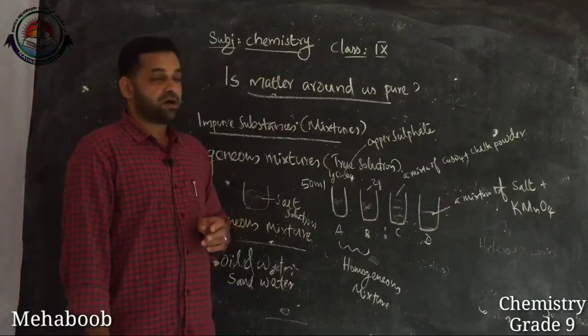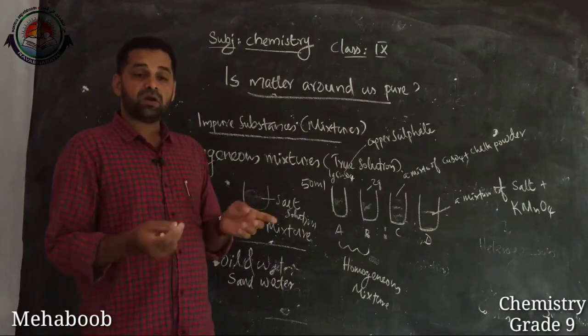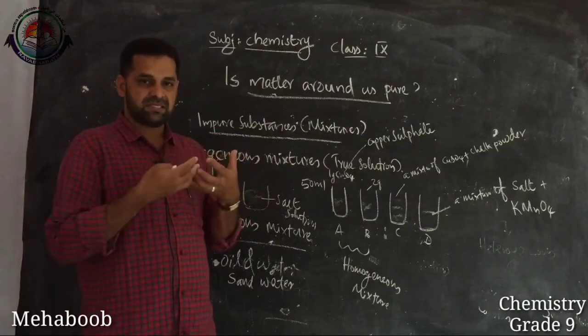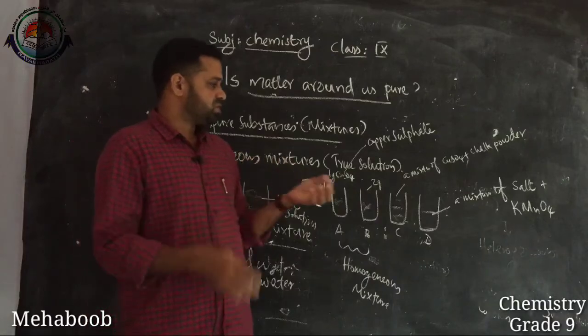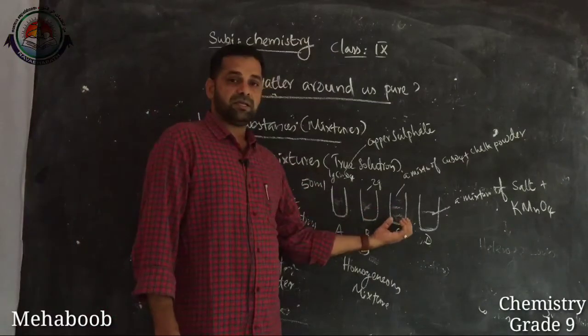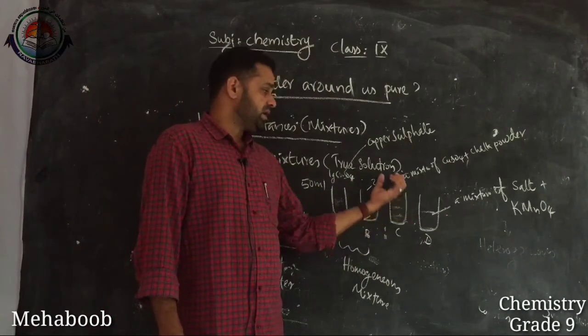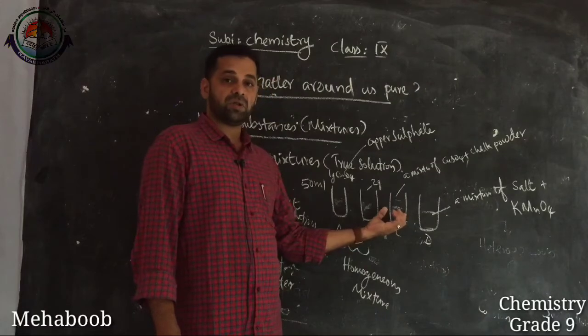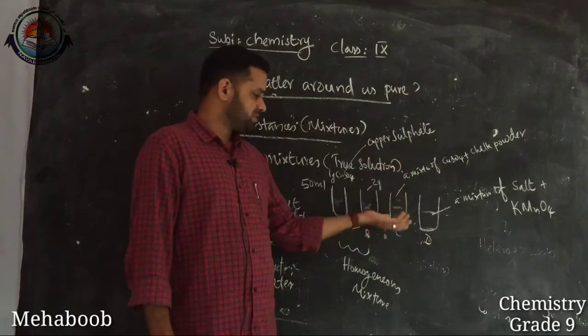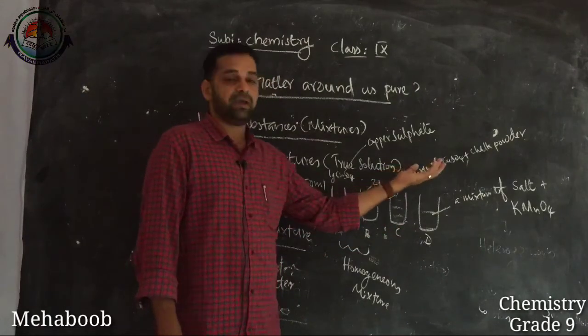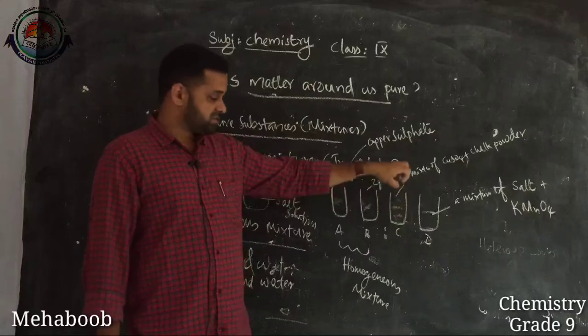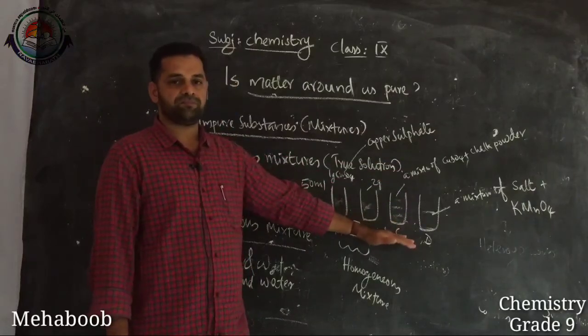Copper sulfate and chalk powder are not miscible; they will not mix with each other. So that is why it is non-uniformly distributed, and there is a visible boundary of separation, because chalk powder will be settling down. Copper sulfate may be dissolved in water, but chalk powder is settling down at the bottom.